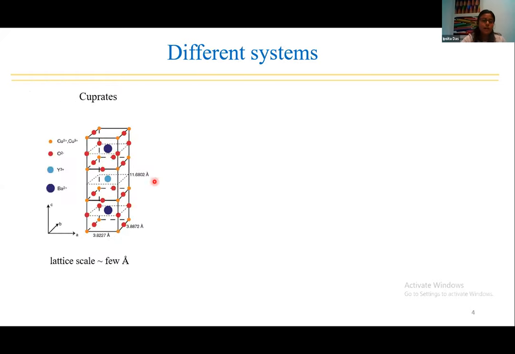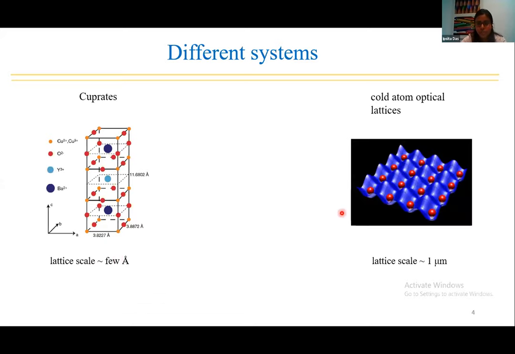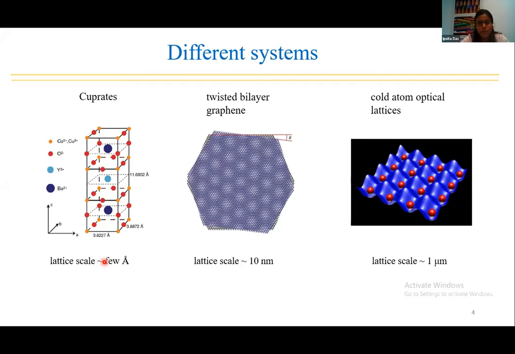So if we consider cuprates, the lattice scale is of the order of a few angstrom. And if we consider different polar atom systems, the lattice scale is much higher, of the order of a few micron. So in both systems, it's not very easy to tune this parameter because of the lattice scale limitation. Whereas twisted bilayer graphene falls in the middle of these two systems, where the lattice scale is of the order of 10 to 15 nanometer. So actually, we can tune this U by T ratio in twisted bilayer graphene very easily.